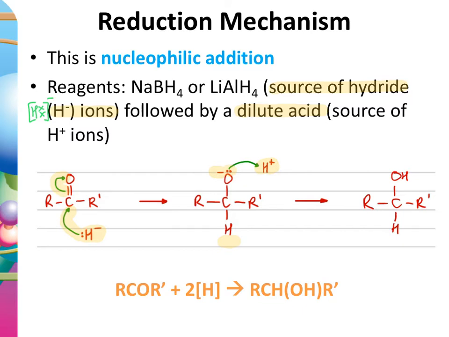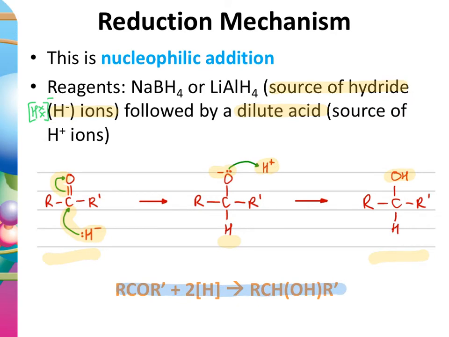The oxygen and the hydrogen form a bond, and we get an alcohol. So there is our reduction. We've gone in this particular example from a ketone to a secondary alcohol. And we can see at the bottom, we can represent that equation as we saw earlier.